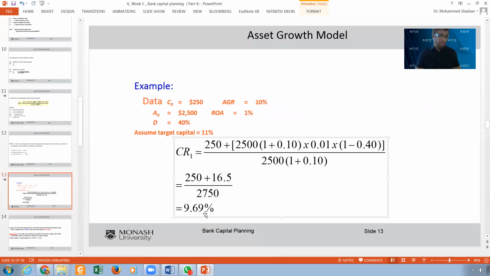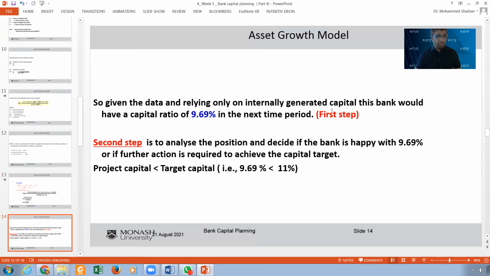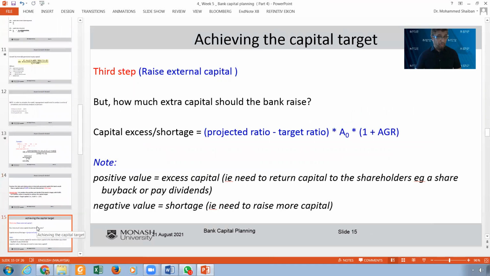Of course, it's not what I want because my target capital is 11%, which means basically without even going to the next slide, you know that I have a shortage and the internally generated capital is not enough and I have to go for external sources. So if I come now and they tell you this is 9%, you know that I will have a surplus. So in this case, as you can see, first step, we calculated 9.69. And second step, I discovered that the 9.69 is less than the 11%. Now I have to decide how much I should raise.